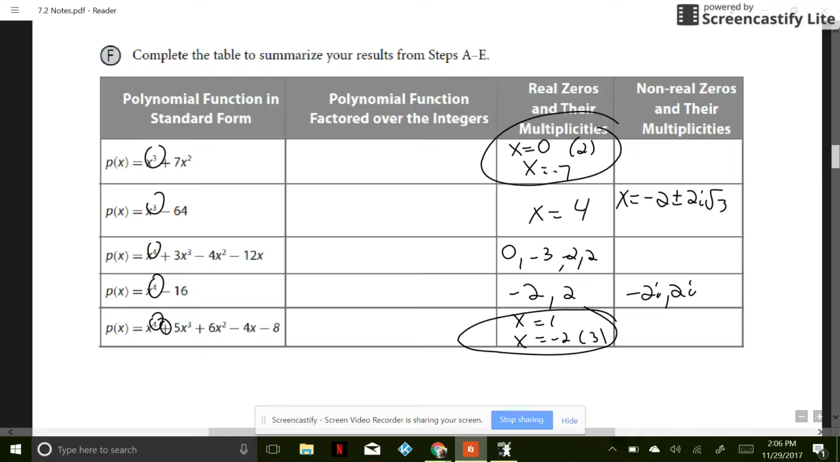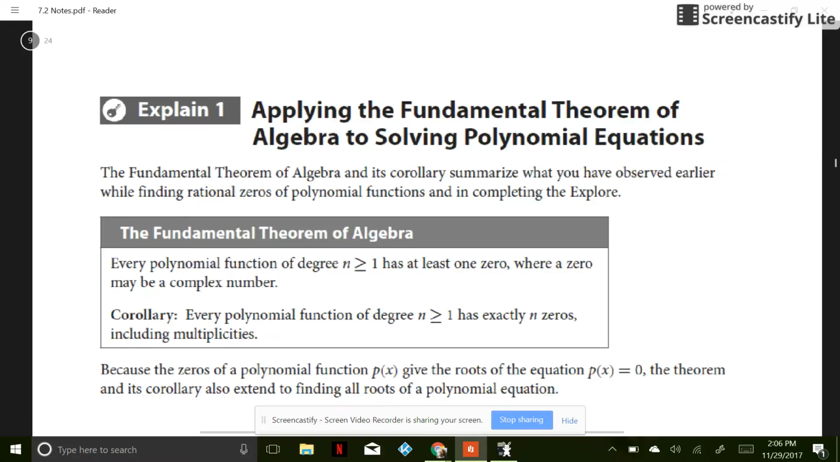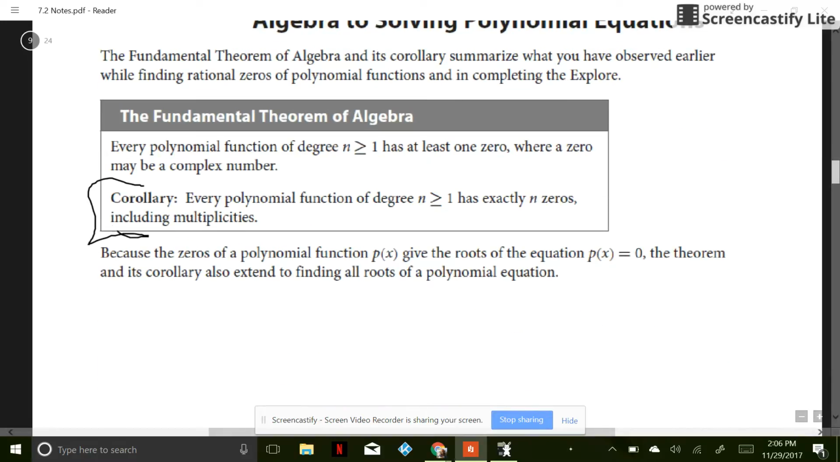Same thing down here at the bottom. X to the 4th is our highest power. We've only got 2 zeros, but -2 has a multiplicity of 3, so that works out. That's essentially what the corollary here is telling us: every polynomial function of degree n greater than 1 has exactly n zeros, including multiplicities. Whatever the highest power is, that's the number of zeros your function is going to have.